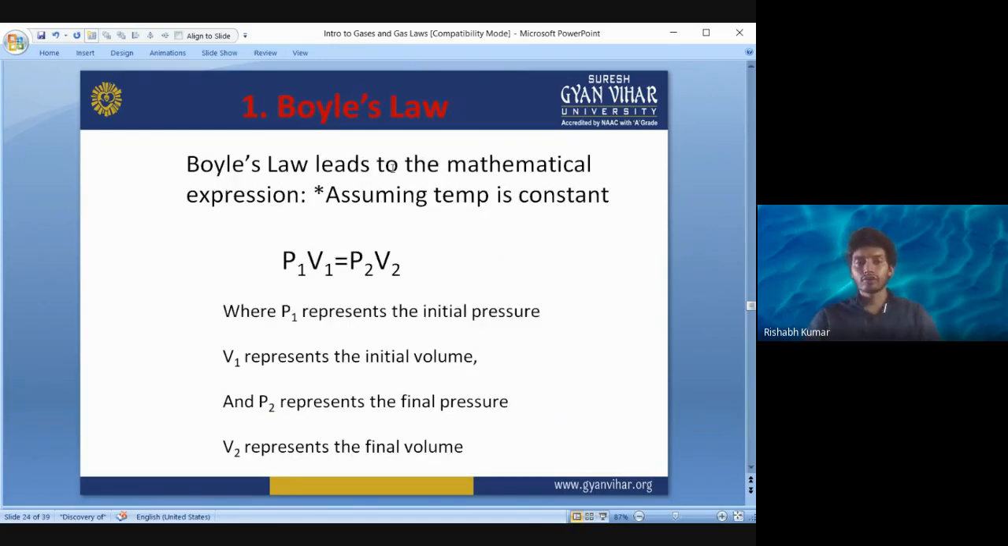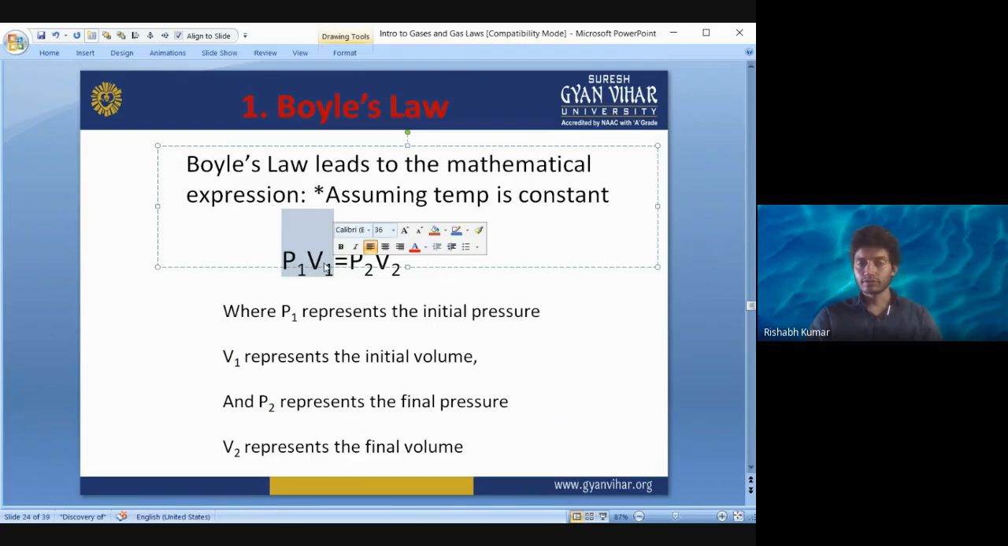So Boyle's law leads to a mathematical expression. In this we will assume that temperature is kept constant. When temperature is kept constant, Boyle's law says that the product of your pressure and volume will remain constant. So the product of pressure and volume at the first stage is going to be equal to the product of pressure and volume at the second stage: P1V1 = P2V2. It is going to remain constant.